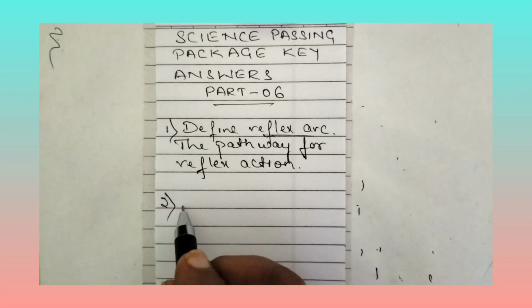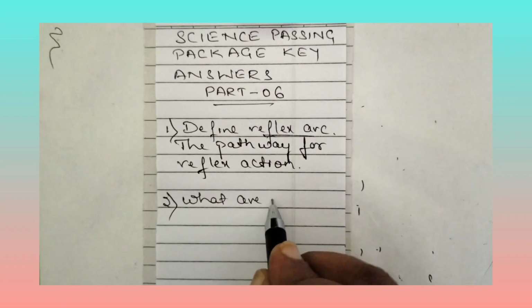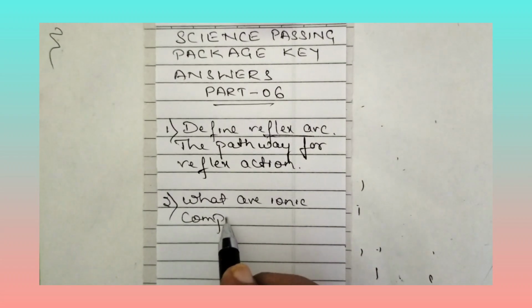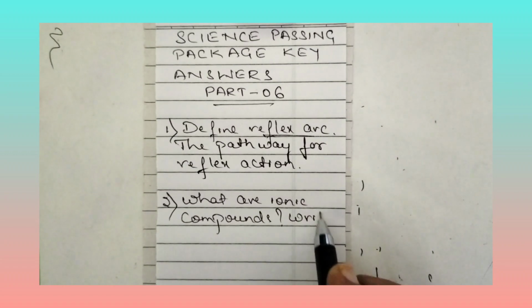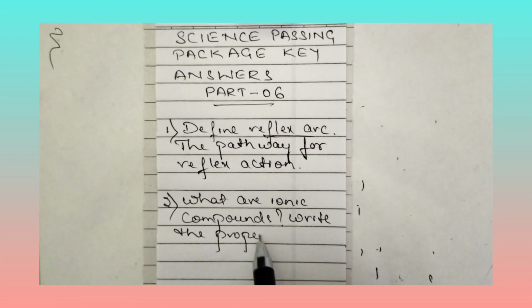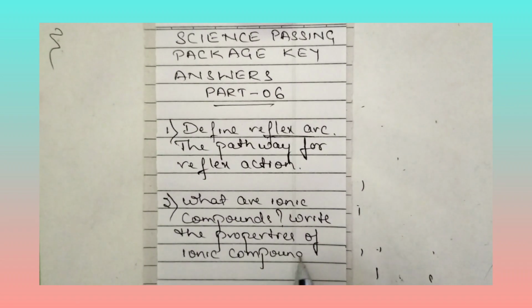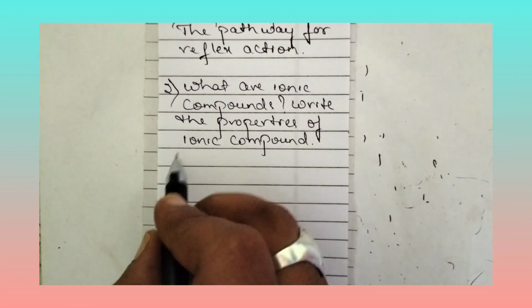The second question is what are ionic compounds? Write the properties of ionic compound. So what are ionic compound and write the properties of ionic compound. So ionic compound na first barena.